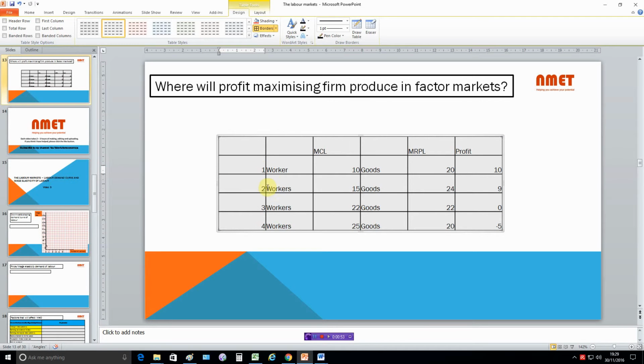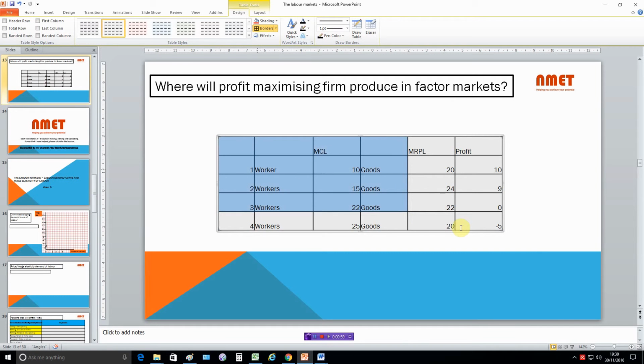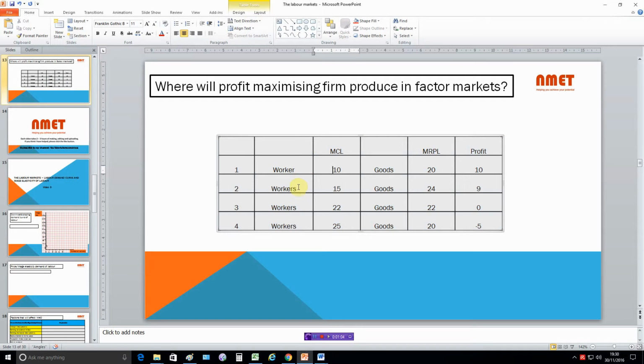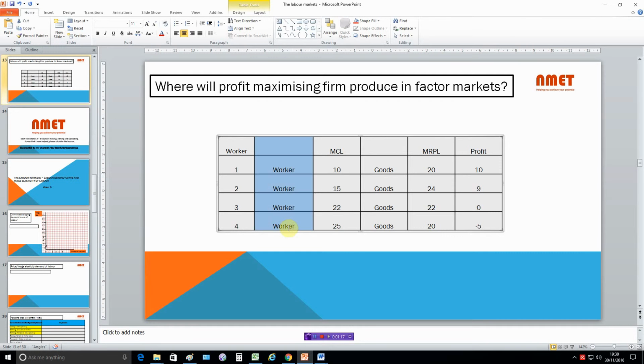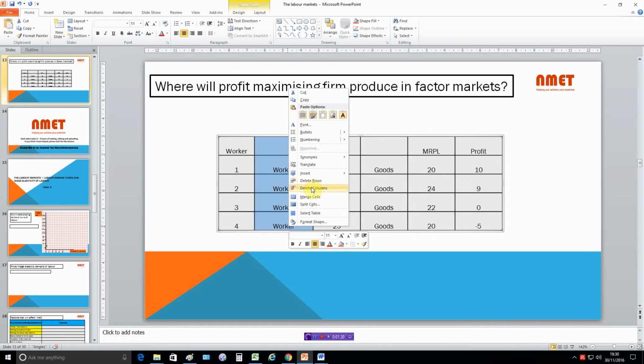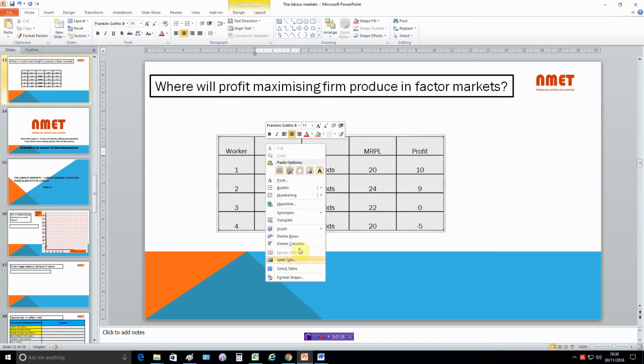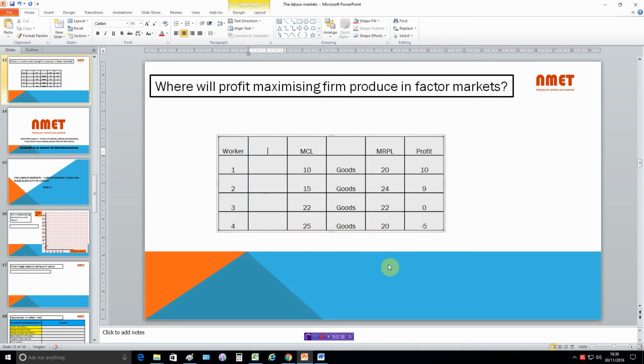Let's say a firm employs one worker, then it employs another worker, then another worker, which is 3, and then it employs the 4th worker. Actually, I can put worker over here as a heading. And we can insert a column to the left, and let's say the average wage rate.